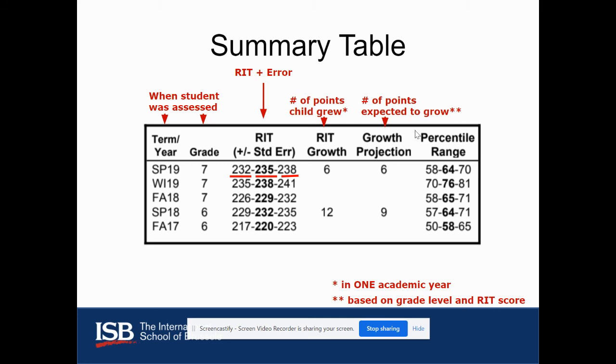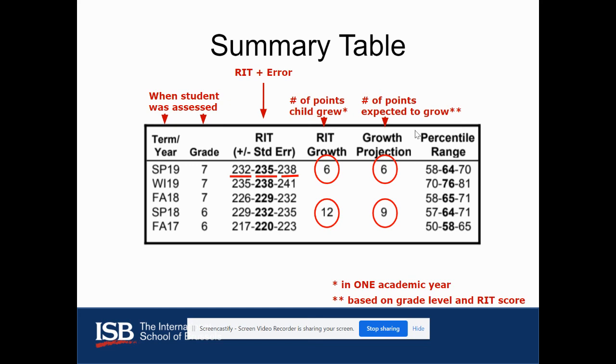So if we look at this student, between the fall of 2018 and the spring of 2019, they grew 6 points. And they were predicted to grow 6 points. This means they grew at the same rate one would expect for a student at that same grade level. The previous year, the student made more growth than is typical across that year.